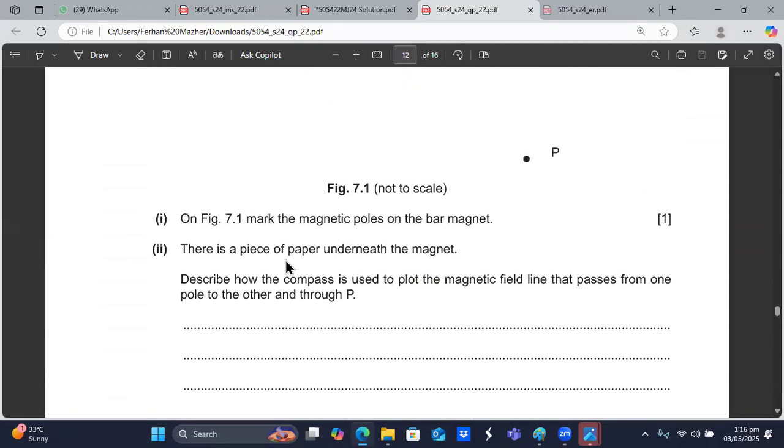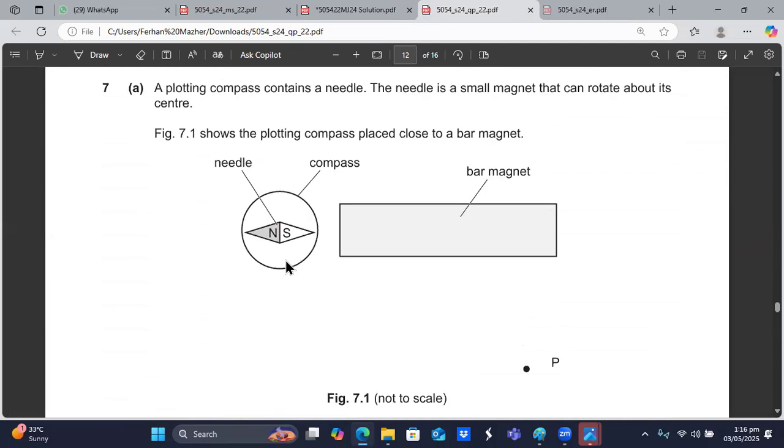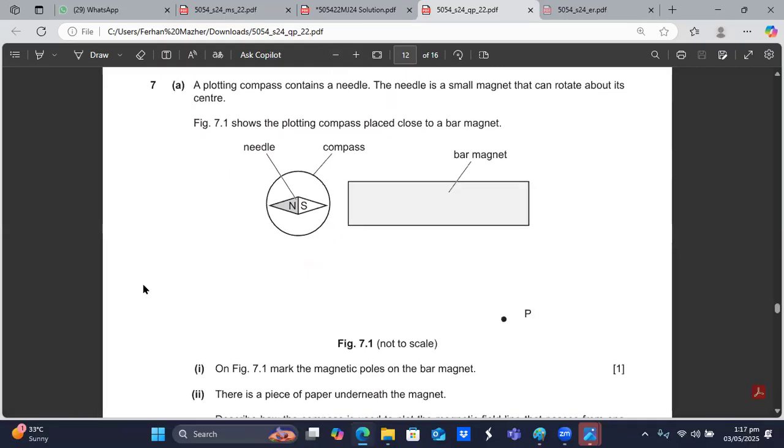Question number 7. They say that a plotting compass contains a needle. The needle is a small magnet that can rotate about its center. Figure 7.1 shows the plotting compass placed close to a bar magnet. On the figure 7.1, mark the magnetic poles on the bar magnet.